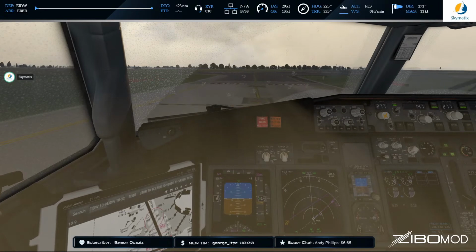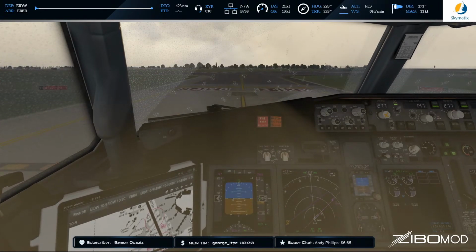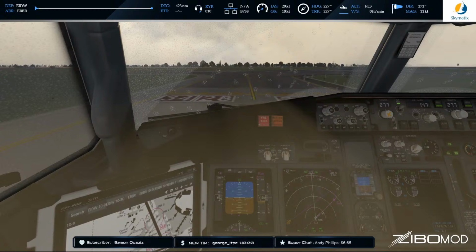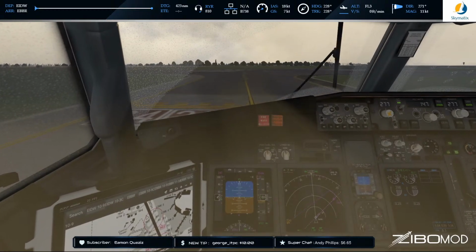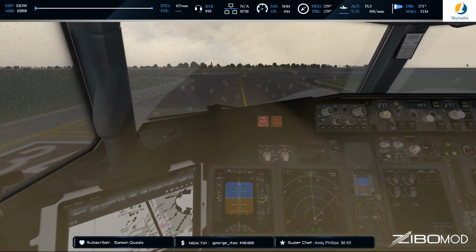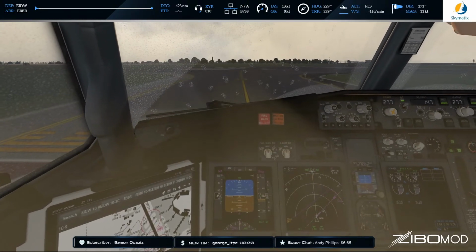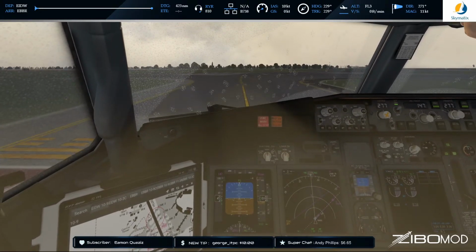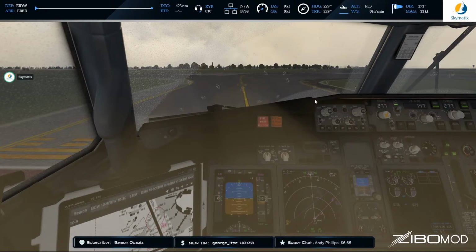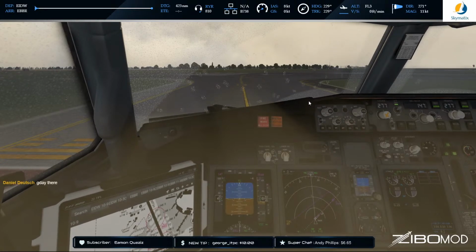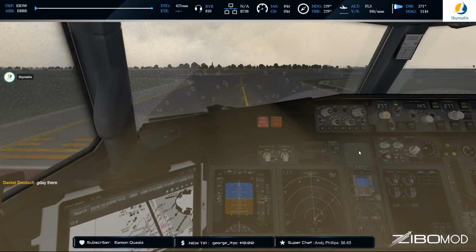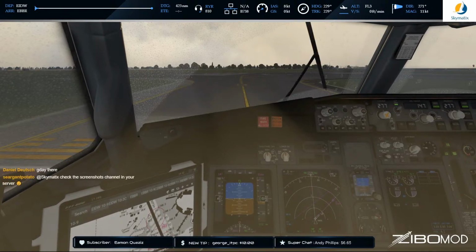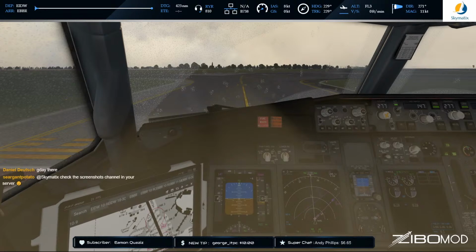Before takeoff procedure. Before takeoff procedure. Hey Daniel, I'll have a look just now. Before takeoff procedure completed. Nice.